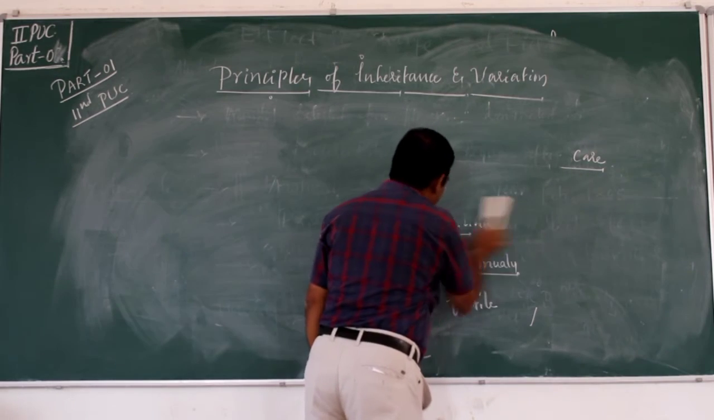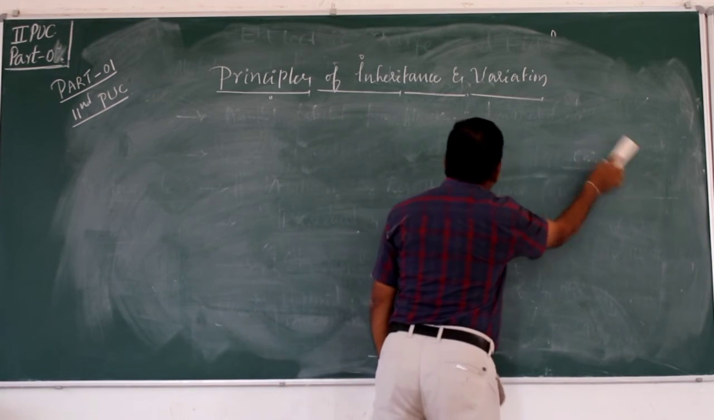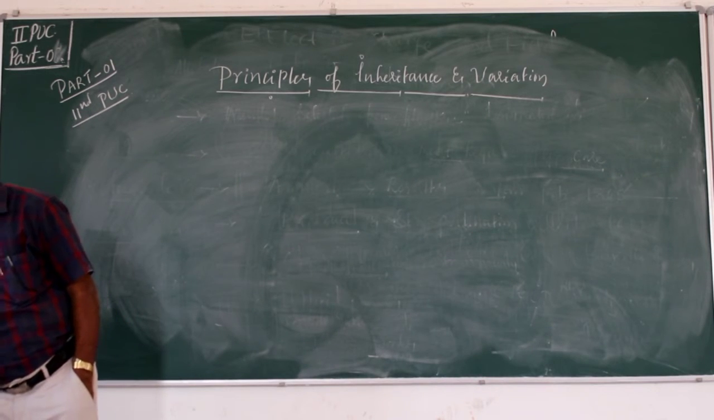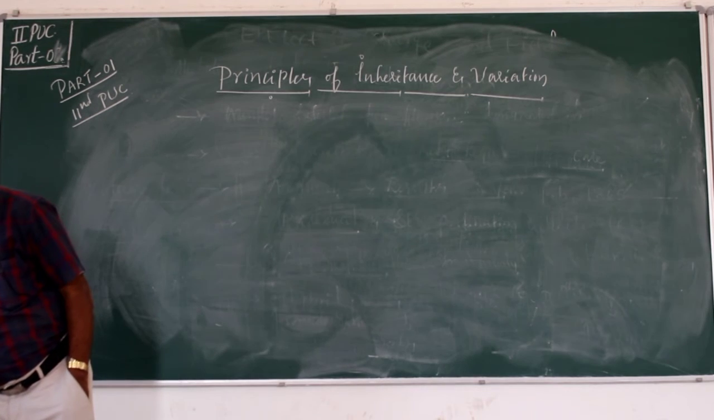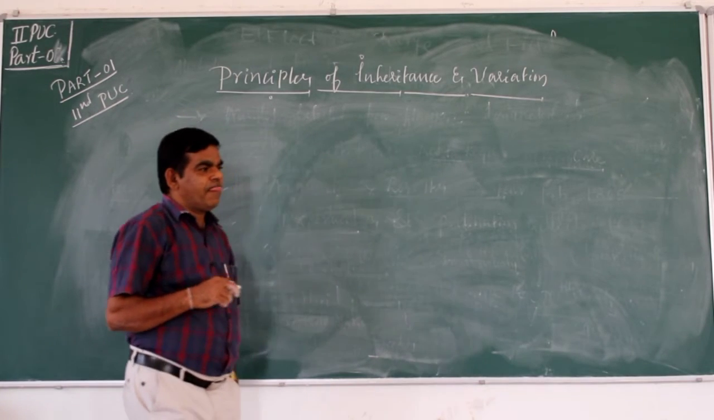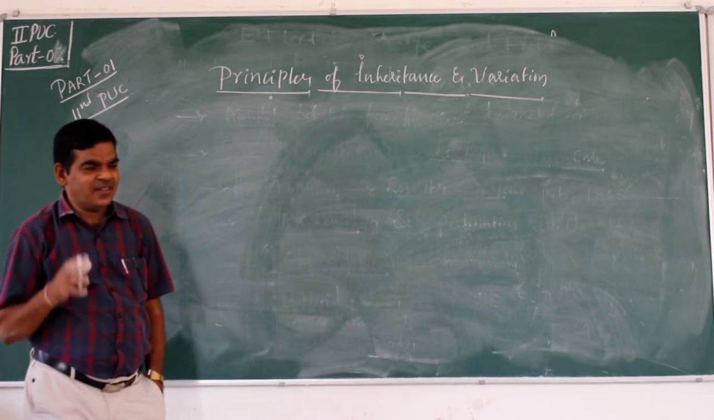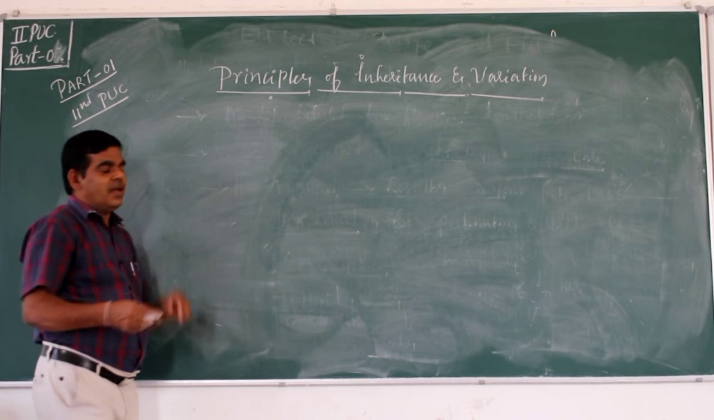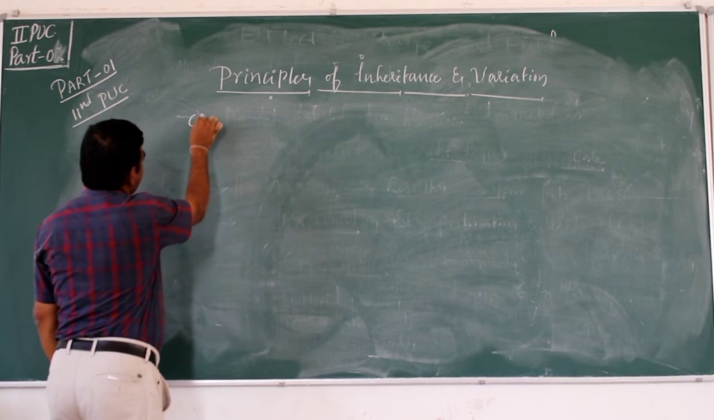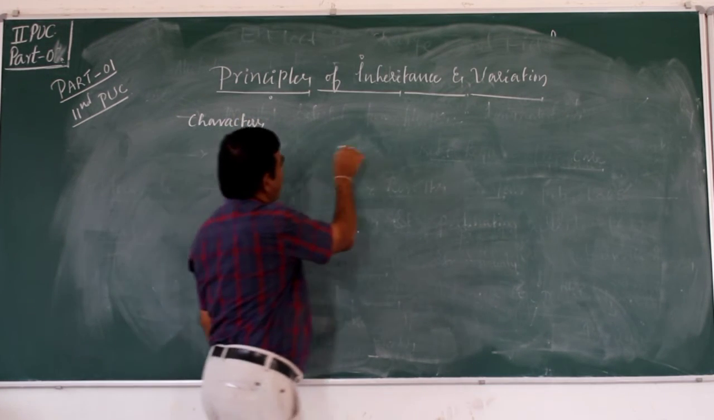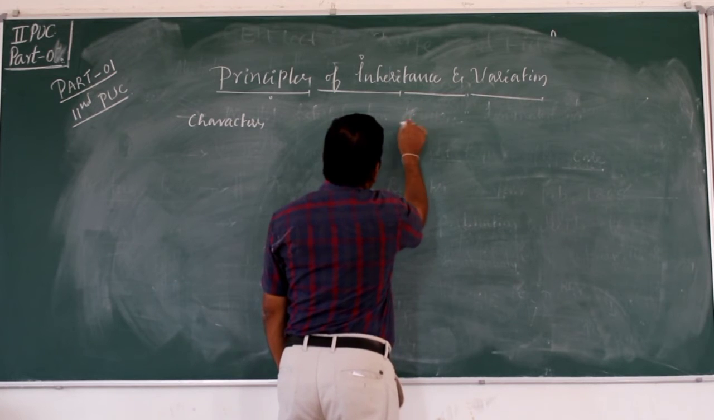Mendel selected the 7 pairs of contrasting characters for his experiments. They are taken characters and contrasting characters.